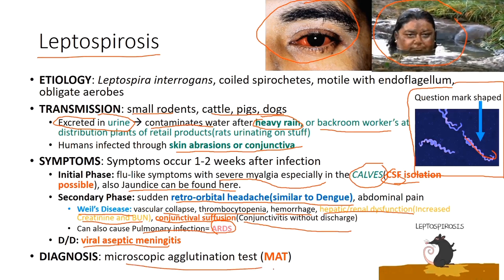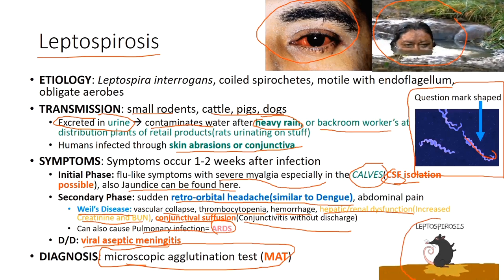And then to diagnose this, it is known as MAT. This is a very specific thing. It's the microscopic agglutination test. We don't use this for many things, but for this guy, this is the one thing you should remember for diagnosis. And here's a little rat peeing everywhere.